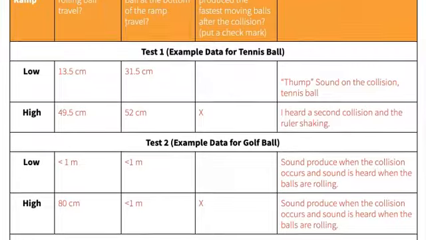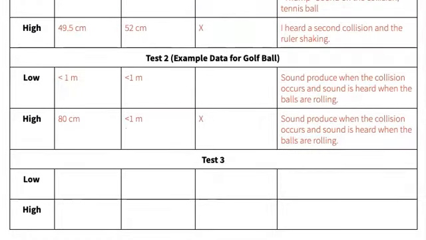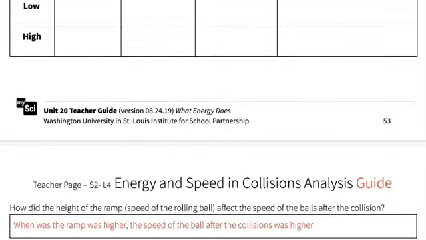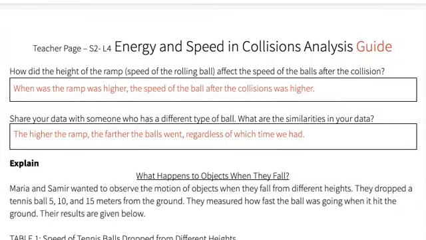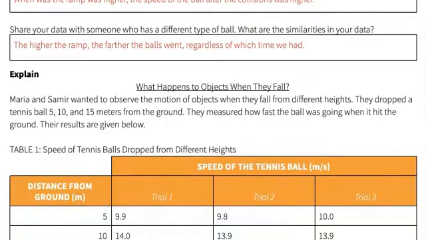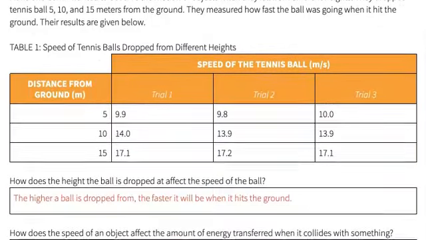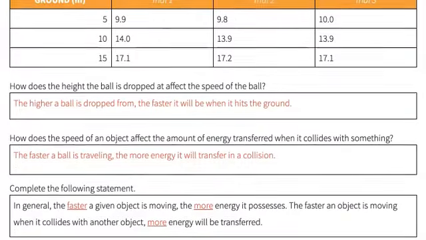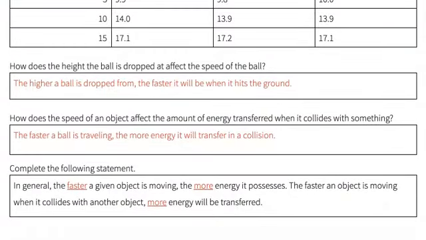After groups have had a chance to do the investigation and record their data, students should answer the questions on the energy and speed in collision analysis page. After all groups write their answers, take the time to review exemplary responses and have students update their answers if necessary. Guidance can be found in the teacher pages.